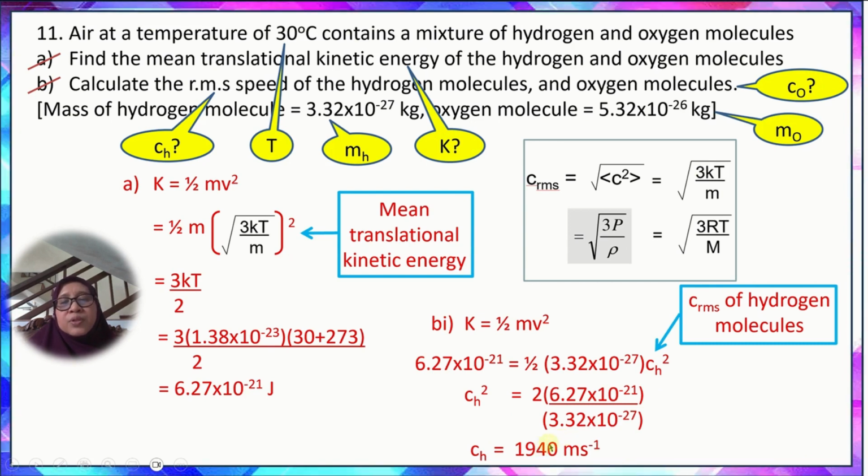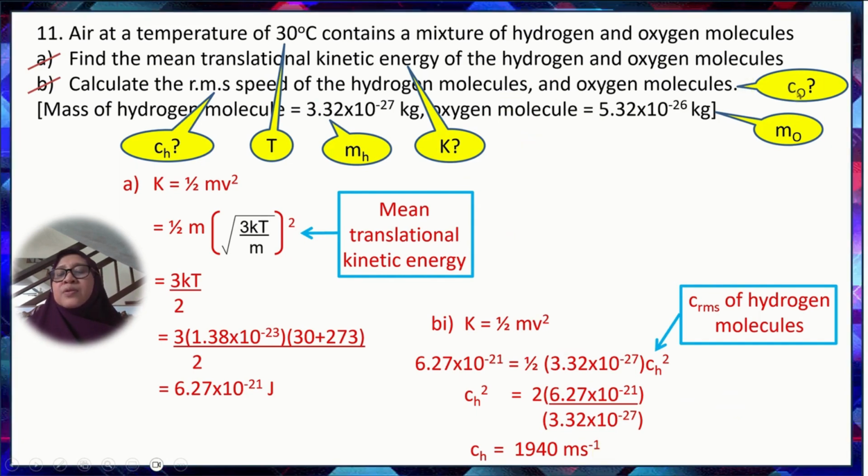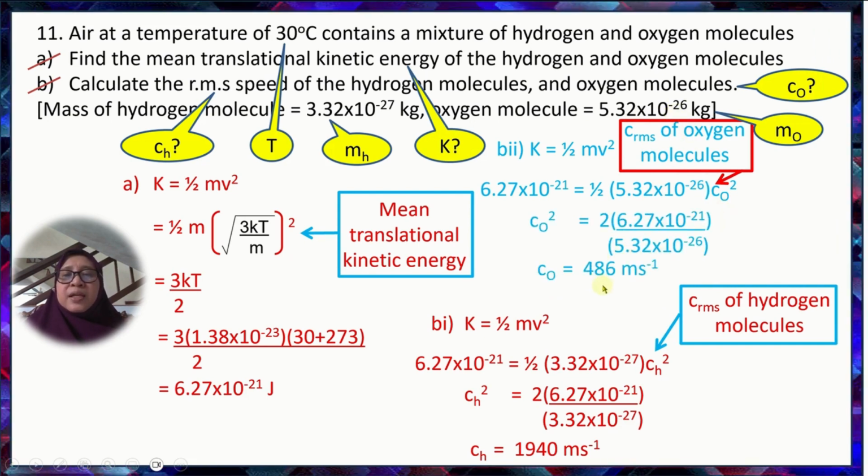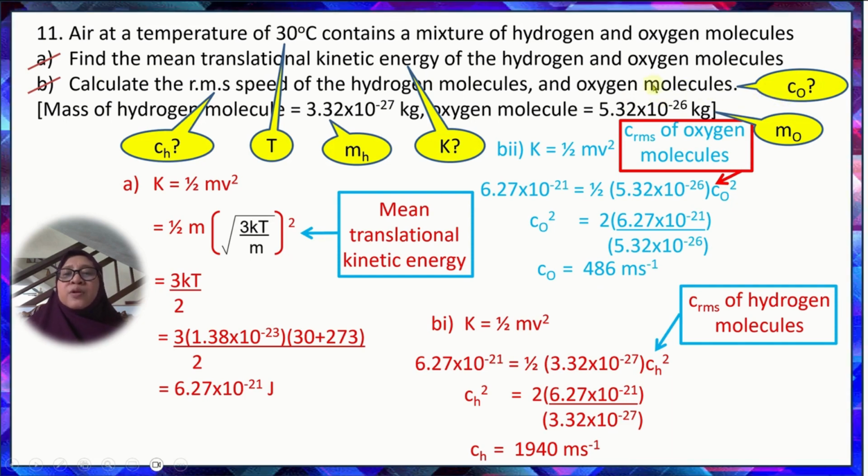Convert to three significant figures, because the data given is in three significant figures. For the r.m.s speed of oxygen, you do the same, but this time you substitute the mass of the oxygen, 5.32 times 10 to the power of negative 26. You cross multiply, and you get an r.m.s speed of oxygen of 486 meter per second. So that's the answer for the r.m.s speed of the oxygen.